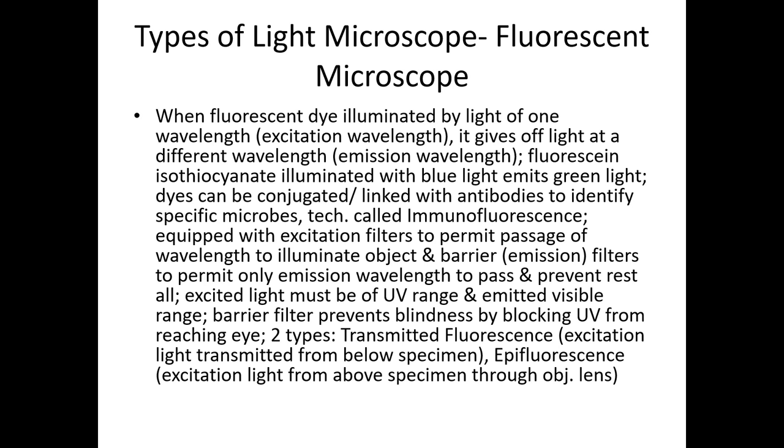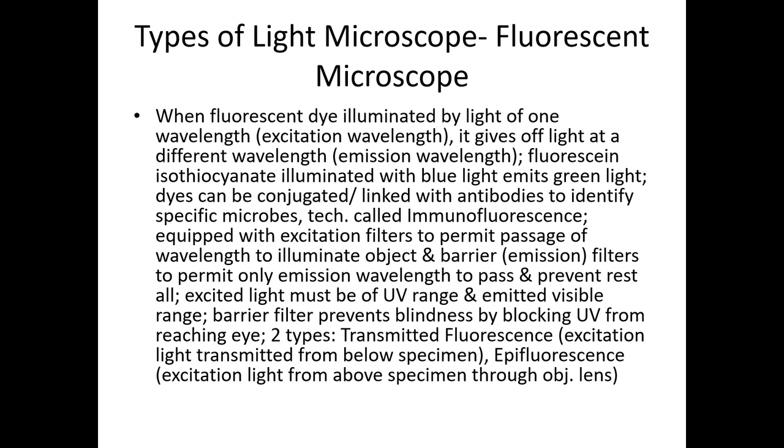Clear? Finally, there are two types of fluorescent microscope. What are they? Transmitted fluorescence and epifluorescence. There is a small difference. In a transmitted fluorescent microscope, the excitation light, that is the light which is used to illuminate the object, is transmitted from below the specimen. Whereas in an epifluorescent microscope, the excitation light is provided from above the specimen through the objective lens.